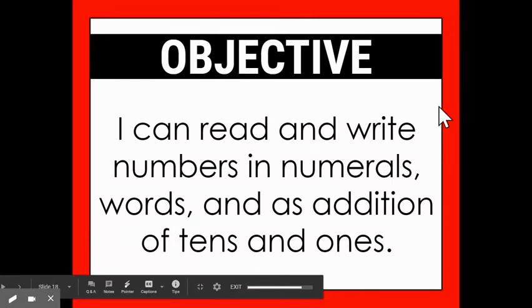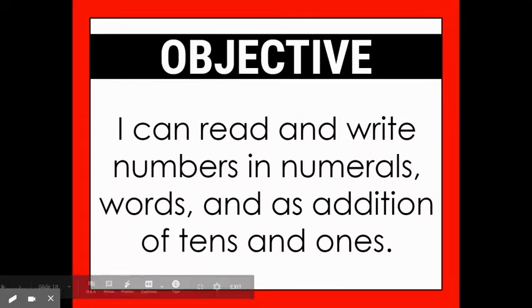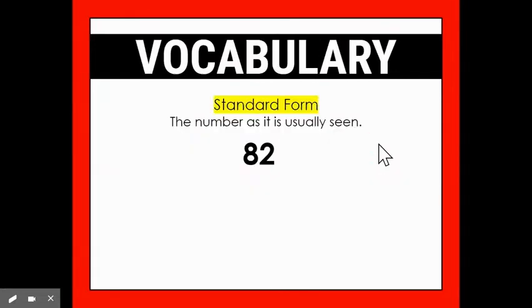So our objective for today is I can read and write numbers in numerals, words, and additions of tens and ones. So we're first going to start with just the standard form. And you may not have realized it, but we used it a lot yesterday. The standard form is just the regular number as you usually see it. So for example, 82 is just an 8 and a 2. So that's called standard form.